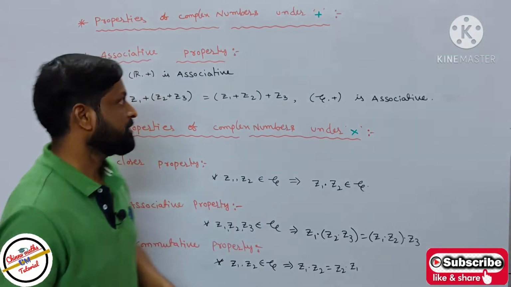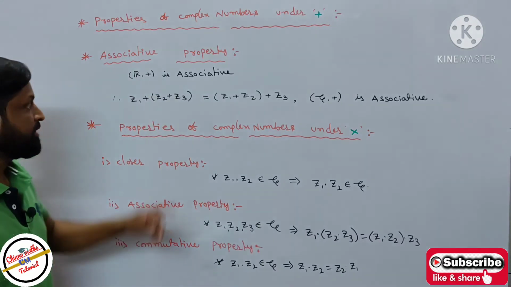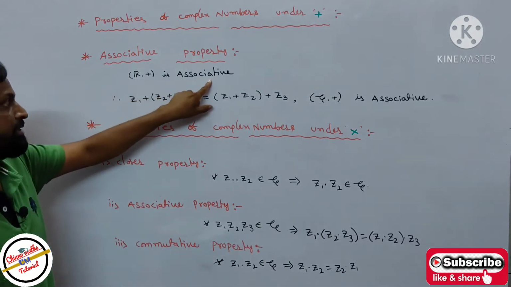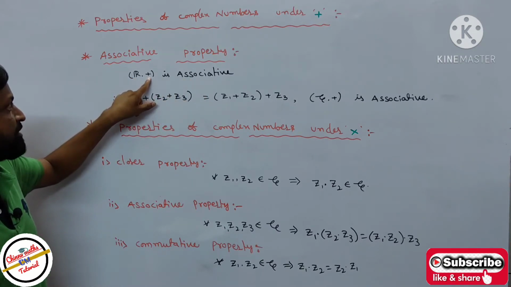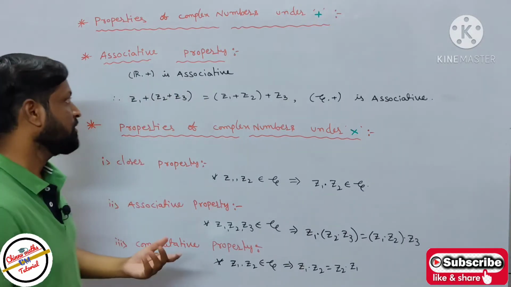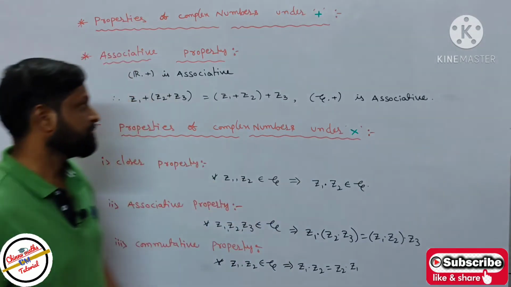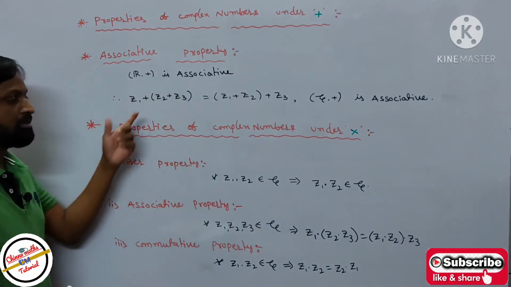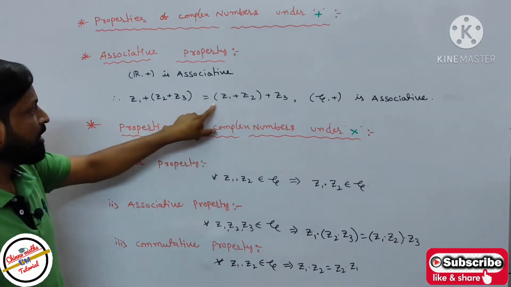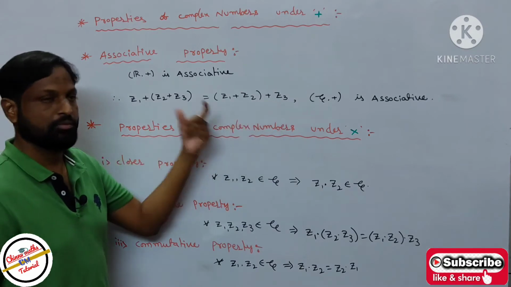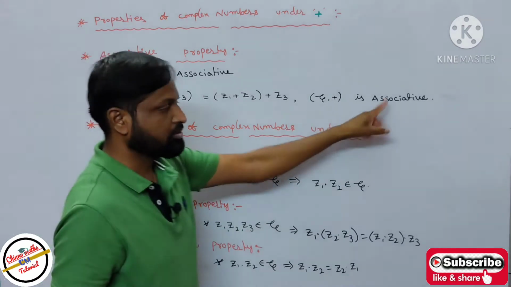Let's discuss the remaining properties. Associative property. Simply we can say that associative property means R plus is associative. R means real numbers. In the real numbers, with respect to the addition, the associative property is satisfied. So when R plus is associative, definitely C plus is also associative. Then for complex numbers, how do we write the associative property? z1 plus (z2 plus z3) equivalent to (z1 plus z2) plus z3. Both are equal. Therefore complex numbers under the addition are associative.